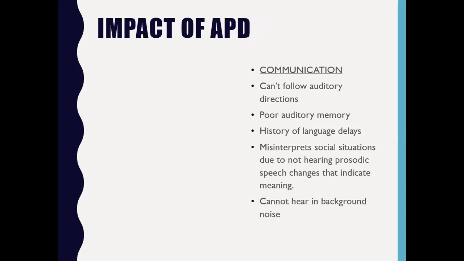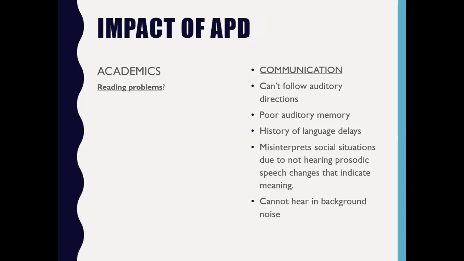So what is the impact of auditory processing when you talk about students? Certainly it's going to impact communication. They may have difficulty following auditory information, a history of language delay. They might misinterpret what they hear based on not hearing a tone of voice change, such as when you make a question or you're being sarcastic. And certainly the ability to hear when there's competing noise.